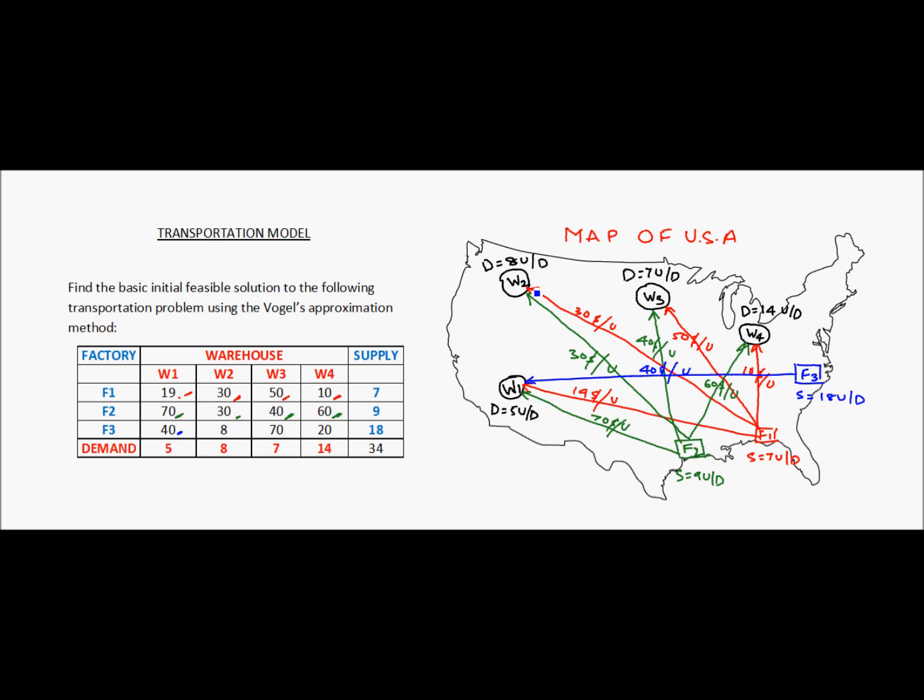F3 to W2 is $8 per unit. F3 to W3 is $70 per unit, and F3 to W4 is $20 per unit.